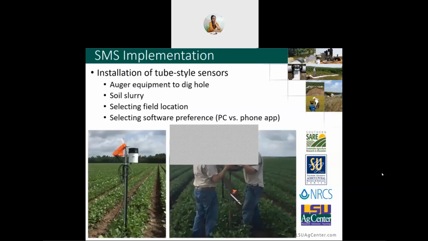The tube style sensors have a little different list of requirements when you're working on them, but a lot of them the same. You may still need to create a soil slurry. Some tube sensors don't need that, some do. You may need specialized equipment to install those sensors. You still need to select a good field location and then also consider the software associated with that sensor and what works best for you.